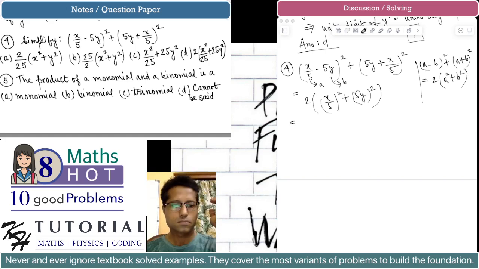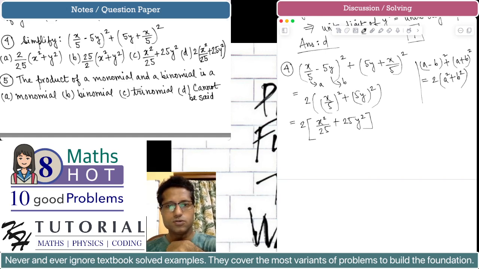Okay, so we were solving. Okay, so we have this. So now, this is 2 into x square by 25 plus 25 y square. So it is matching with the choice D.